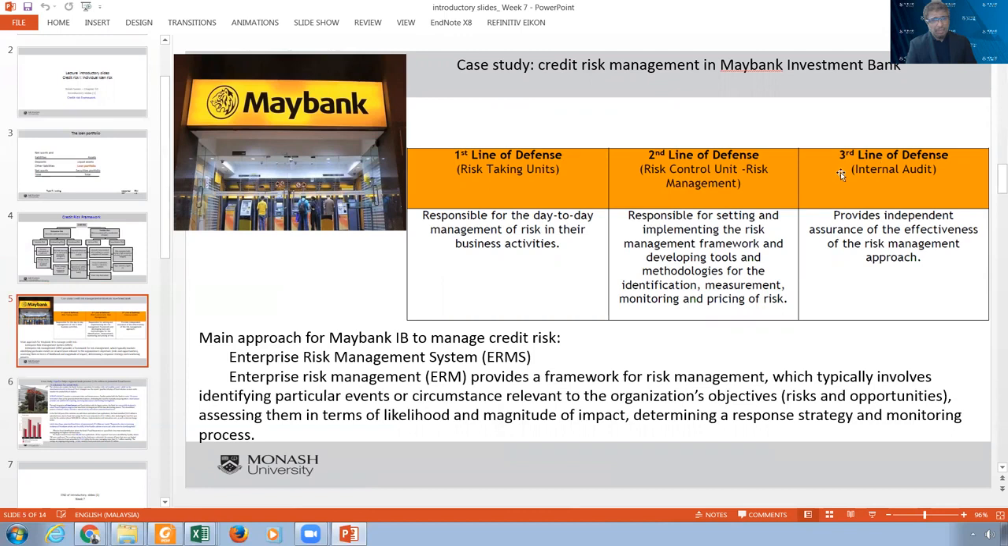So for example, here in Maybank, when they talk about credit risk, they have 3 layers. The first layer is day-to-day operations. They have those systems and management to control the risk on a daily basis within their daily activities. And then they have the second, they call it the second line of defense.